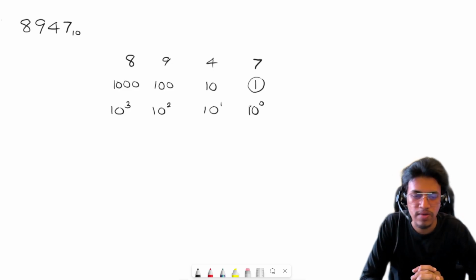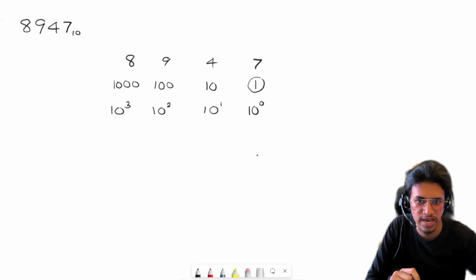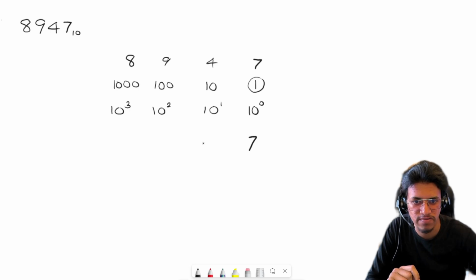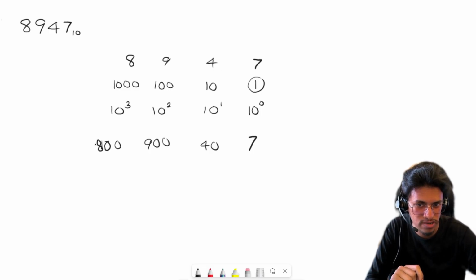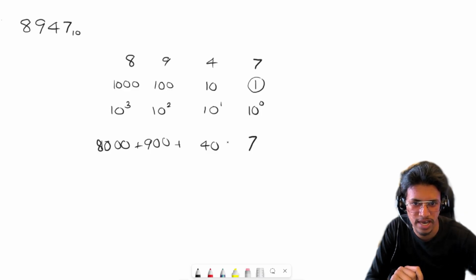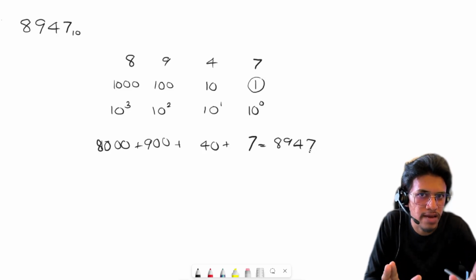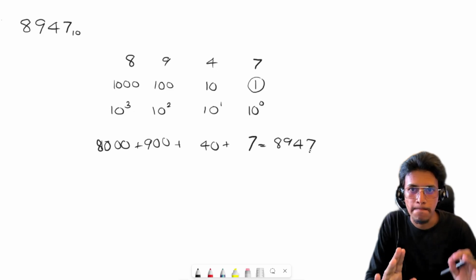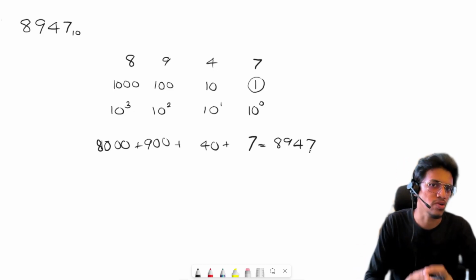So when we get the value of 7 over here, that means in the ones we have 7, and 4 times 10 we get 40, and 9 times 100 we get 900, and 8 times 1000 we get 8,000, and then when we add them together we get 8,947. The reason I showed you this is that it's the same technique that we use in binary, but instead of having tens we have twos. That is the only difference.